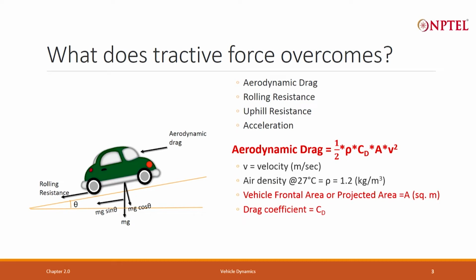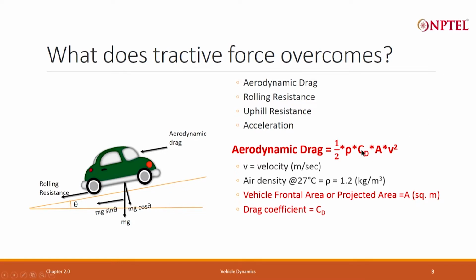One of the first forces that I will define is what is called aerodynamic drag. Now, this is a standard textbook equation: aerodynamic drag is defined by half into rho. Rho is the density of the air, and at an air temperature of 27 degrees centigrade, rho is 1.2 kg per meter cube. So, in this course we can pretty much take rho as 1.2 kg per meter cube.